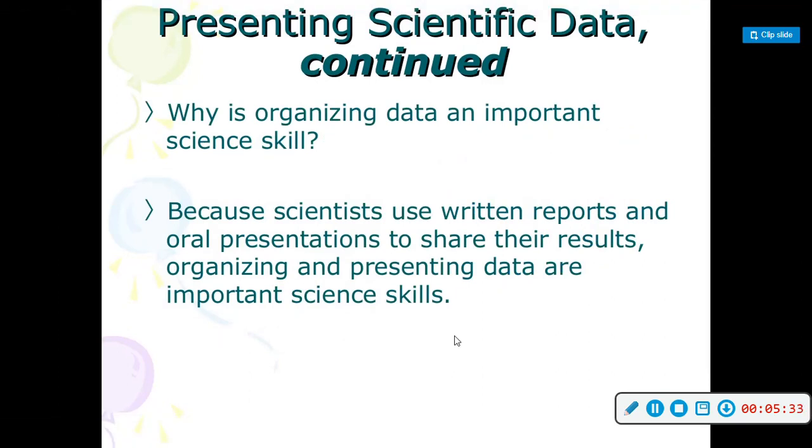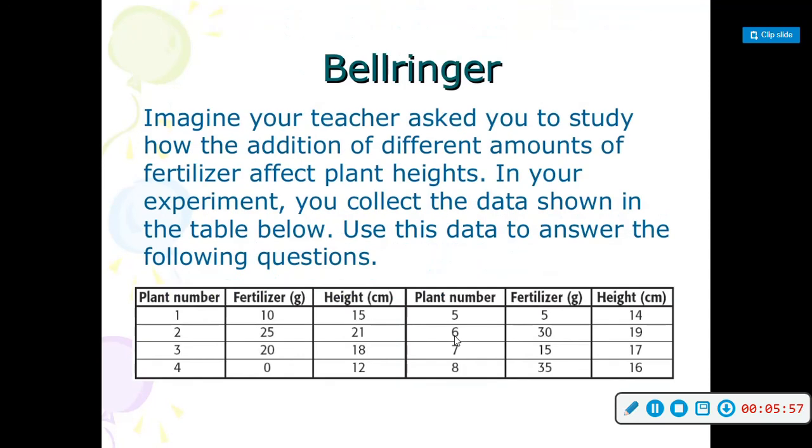So, presenting scientific data, continued. Why is organizing data an important science skill? Because scientists use written reports and oral presentations to share their results. Organizing and presenting data are important science skills. This is something we will learn this year. We'll cover it. We'll hit it many times.